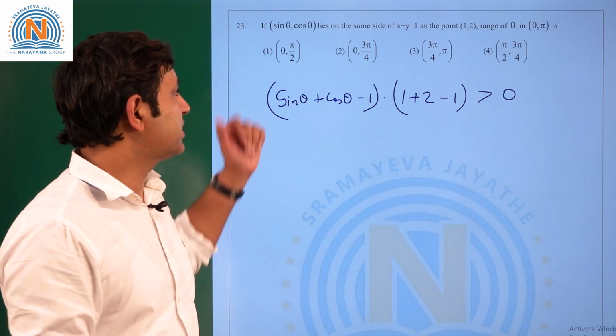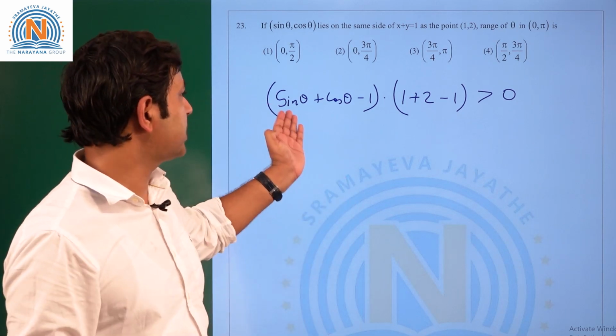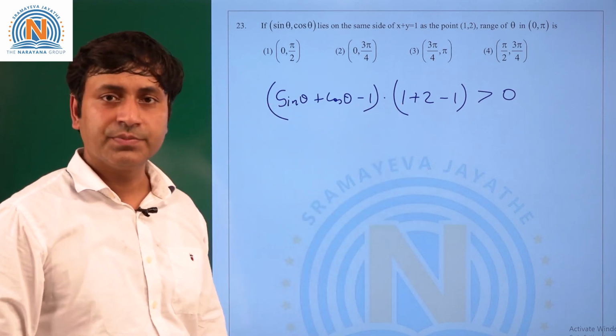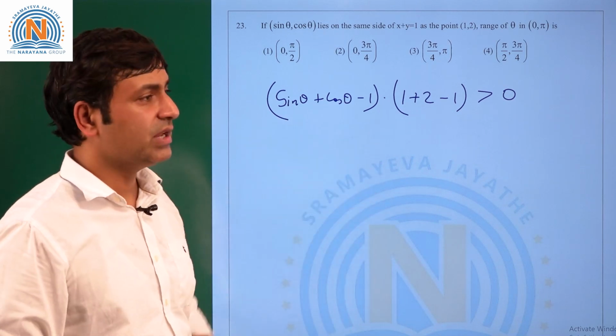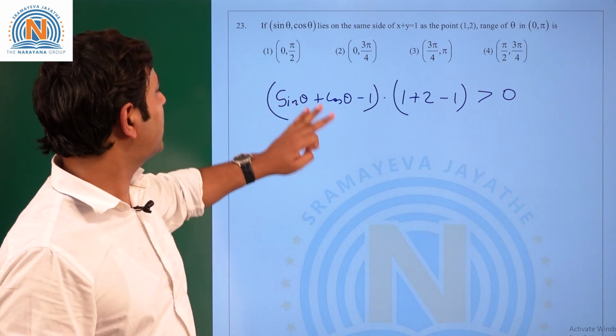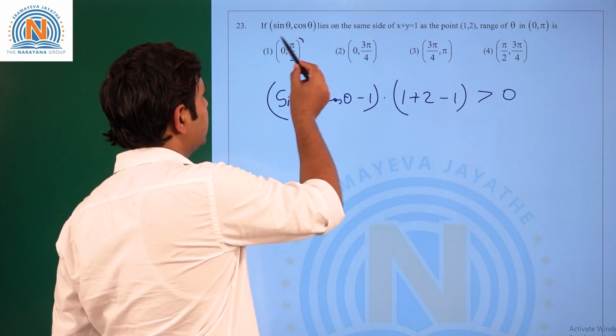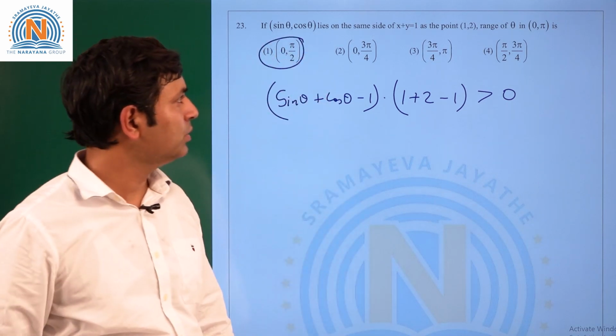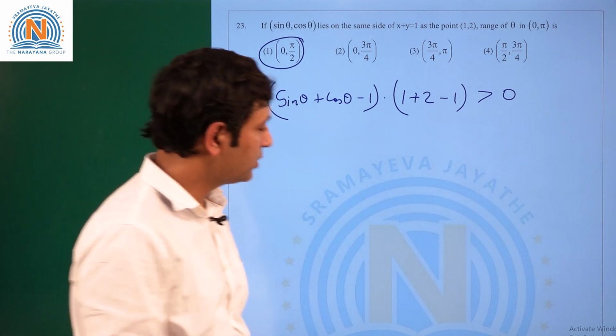Now we have to solve this trigonometric inequality. This simply leads to sin x plus cos x is greater than 1. Where is sin x plus cos x greater than 1? In the entire first quadrant, sin x plus cos x is greater than 1, whereas in the second quadrant, it's not. It's given here, the first quadrant, 0 to pi by 2. We'll mark that. We'll move on to the next question.